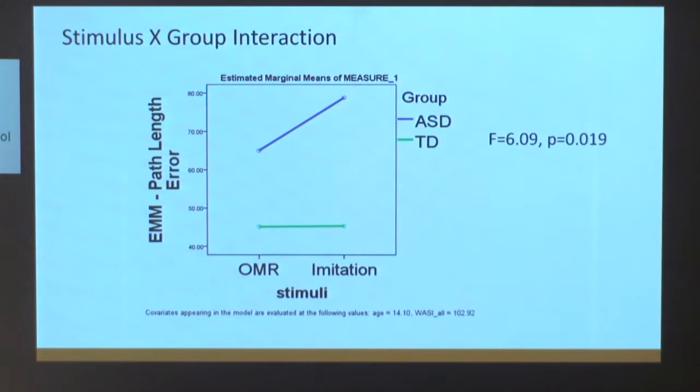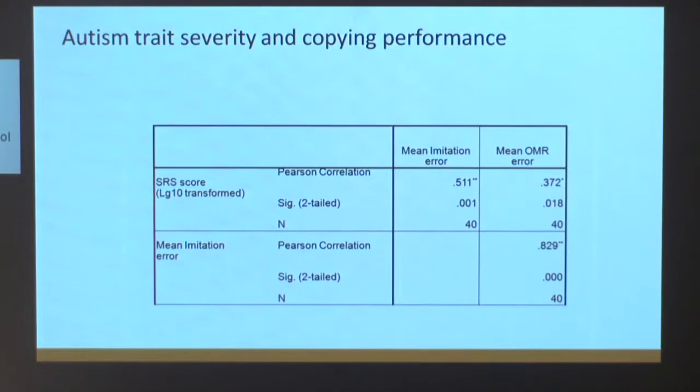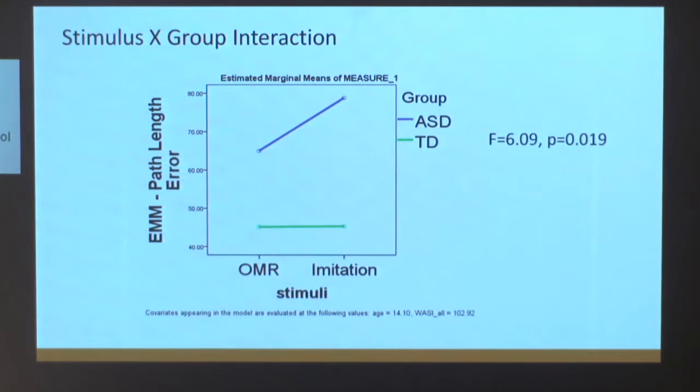So we do find that there is actually a specific impairment of imitation that you cannot explain through attention, memory, or motor control. Those demands are made the same. So there's a specific effect of group on autism on imitation. Notably, that's specific to path length error. We didn't find it with speed. Looking at the data, it looks as if the issue with path length is that you really do have to copy the action.